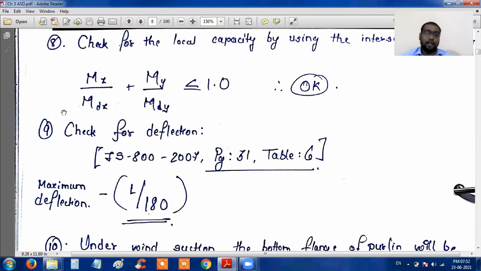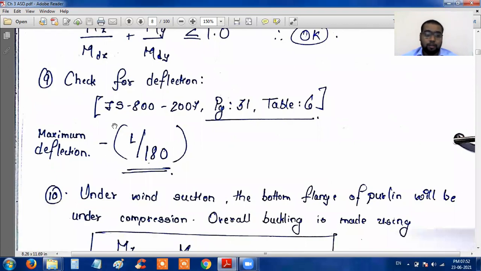Then next step, check for the deflection. The check for the deflection is also given in IS code IS 800 2007, page number 31, table number 6. In the table, the maximum deflection for the purlin for a flexure member is L upon 180.